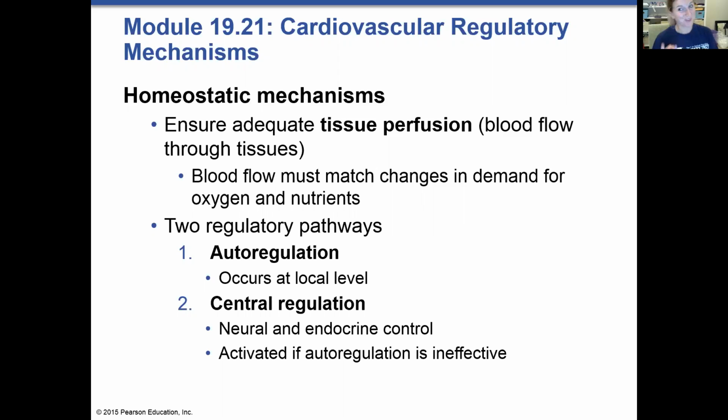three regulatory mechanisms, right? You have autoregulation at the local level, and then you have the central regulation, which can be neural or endocrine. And we talked about those earlier in another lecture. So it's super important you understand there's 3 ways that things are regulated in your body. Autoregulation at the local level, and then centrally controlled is your endocrine and nervous system. So those are typically activated once autoregulation has been tried and fails.